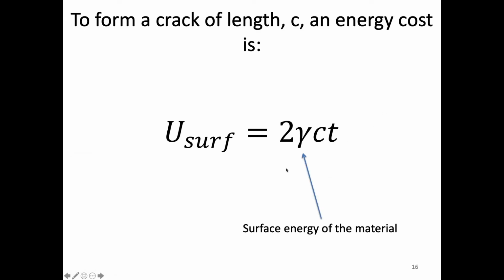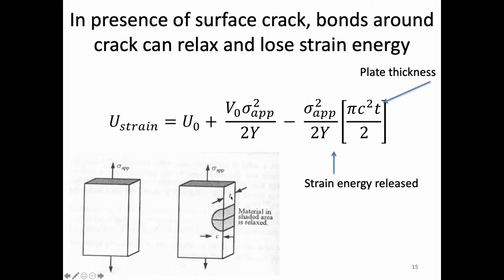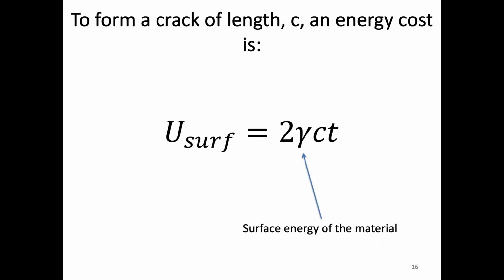So how thick? Let me go back. Sorry, the thickness of this plate, the parallelepiped, and then C, if we have a surface flaw, is the length of that surface flaw or crack. So that's the area which is affected. Around this surface crack, the bonds can relax a little bit and lose strain energy. All right, so that was accounting for the elastic modulus.